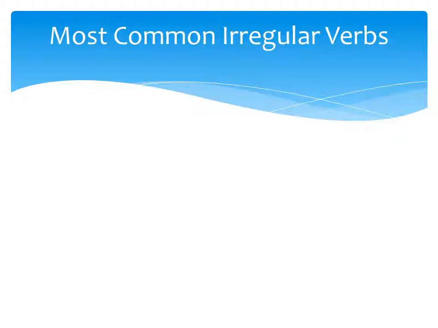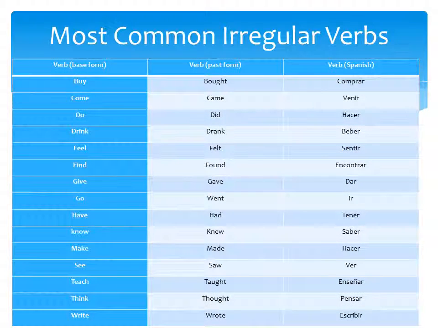Irregular verbs are those that change the form completely. In the base form, they're written one way and pronounced one way, and in the past form and the participle form, they are also changed. So now I provide a list of verbs, just the most common, in the base form, the past tense, and the Spanish form.